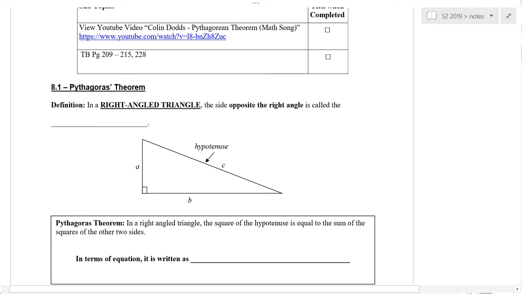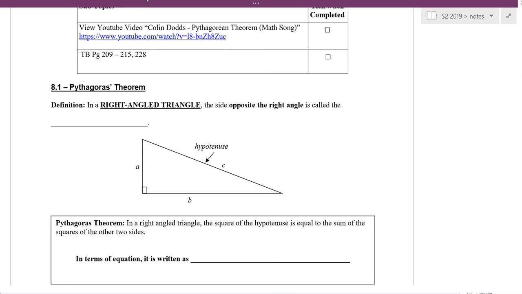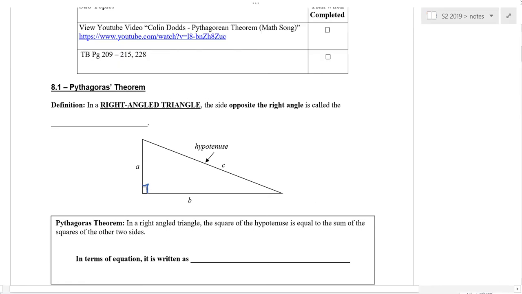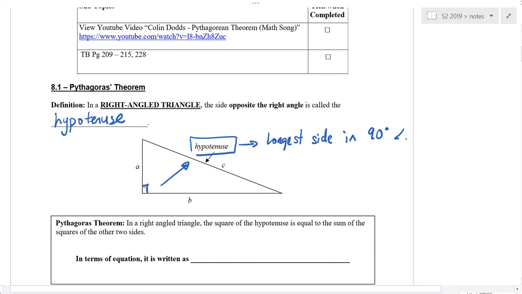Okay, what is the side opposite the right angle? Hypotenuse. So can you write down this is the right angle, this is the side opposite the right angle, and spell out the word hypotenuse. Okay. Now, can you box this up and write down this is the longest side in a 90-degree triangle.